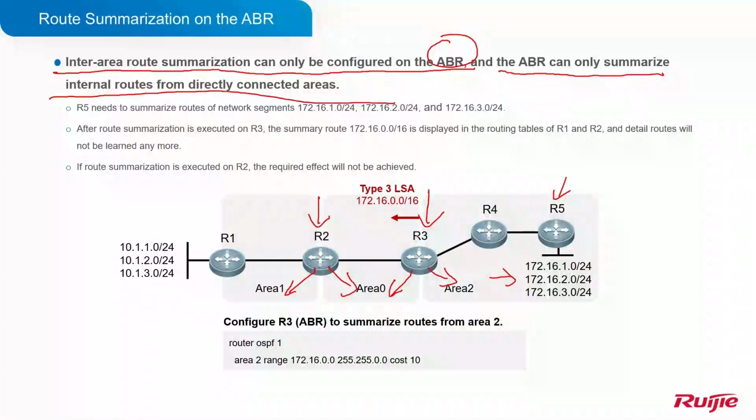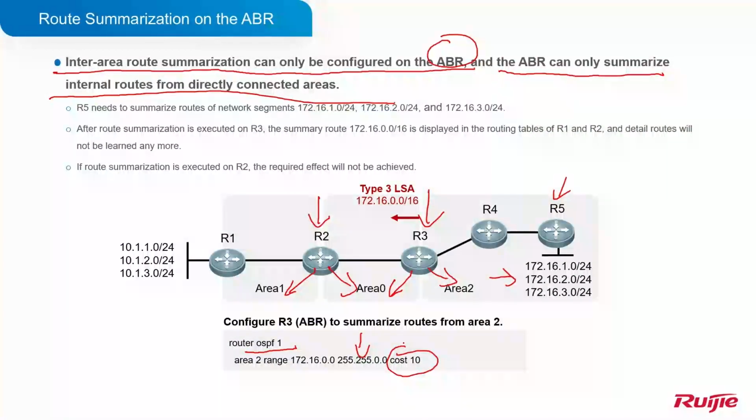So how to configure the summarization on the ABR device? Here is the command. We can see this command is router ospf 1. We enter the OSPF process, and then the command area 2 range 172.16.0.0, and the net mask is 16, and set the cost value to 10. So this is the command for summarization.